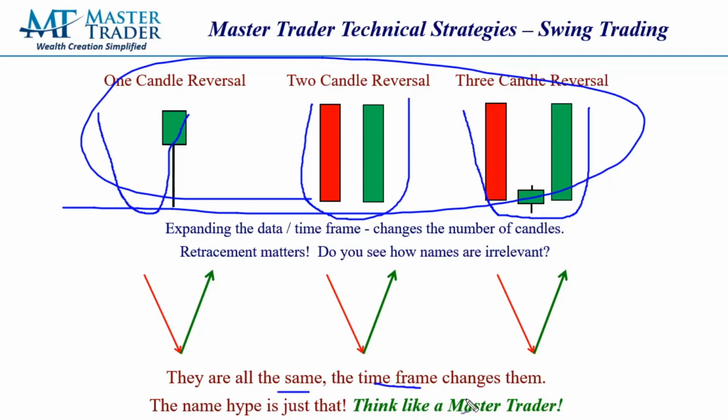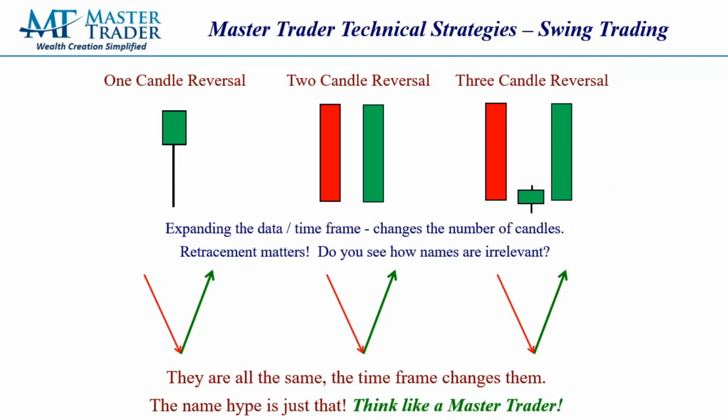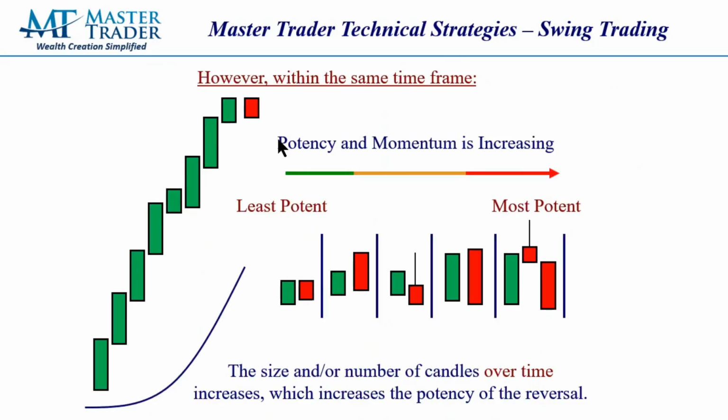All the same, depends on your time frame. So get rid of the hype about candlestick names. You're going to think like a master trader. You're already doing that. So within the time frame that we're using, we'll recognize the size of these candles and how many are there as we recognize turning points. The more candles that are there in the time frame that we're looking at means that obviously more time has gone by. And the power of that is that in a smaller time frame, there are these attempts, in this case, to go up that are failing.